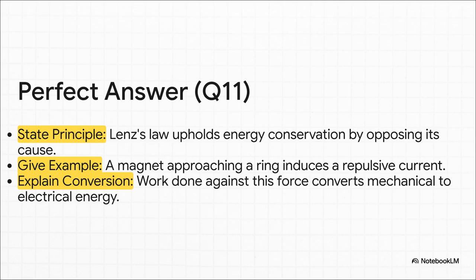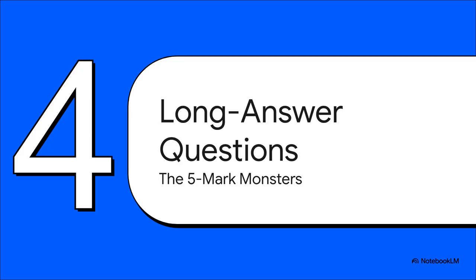Okay, this is your blueprint for a perfect 3-mark answer on Lenz's law and energy conservation. It's a 3-point play. Point 1, state the main principle. Easy. Point 2, give a concrete example. This is the secret sauce, guys. This is what the examiners are looking for. And point 3, explain the energy conversion, from mechanical to electrical. You follow this structure and you're hitting every single point on their grading checklist. Guaranteed.